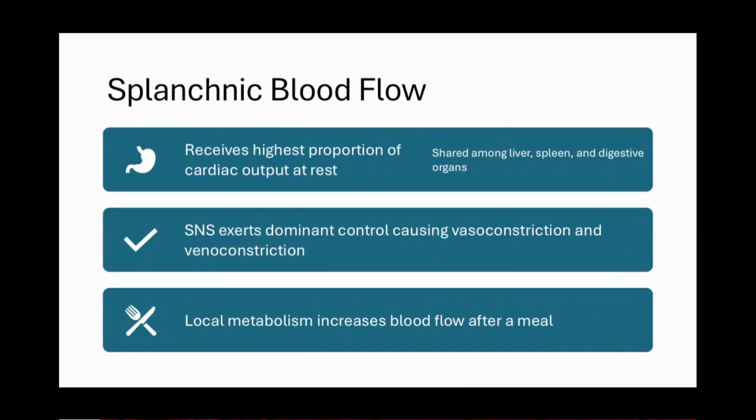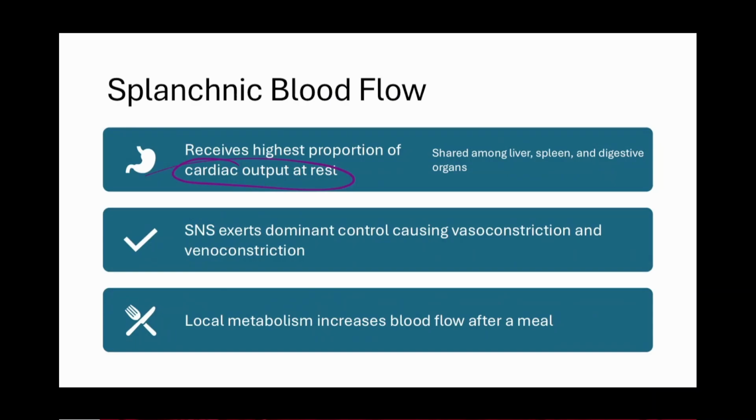Splanchnic blood flow is your GI system, that whole area. It receives the highest proportion of cardiac output at rest. So at rest, what's our normal cardiac output? What's a normal number for cardiac output? 5 what? Liters per minute. Cardiac output is a flow. Of that cardiac output, the majority of it at rest, that 5 liters, is going to go right to your GI system to help with absorption of all the nutrients you ate.